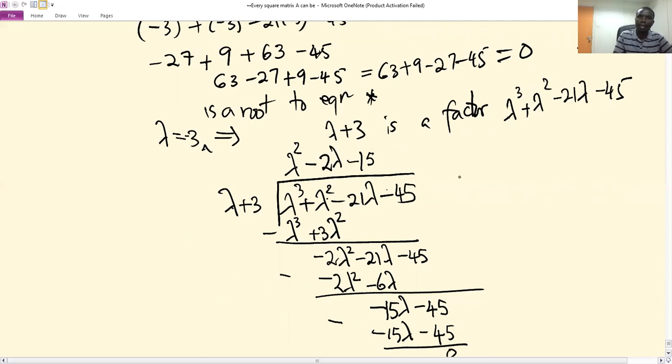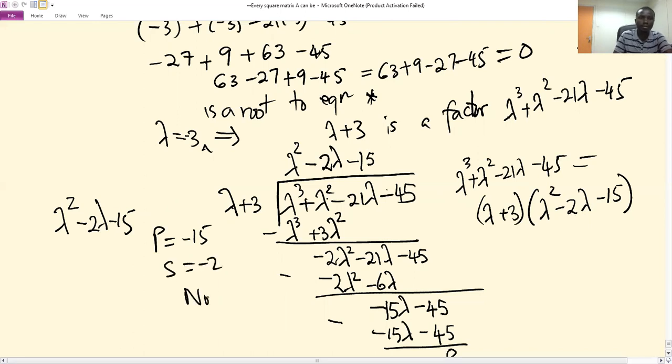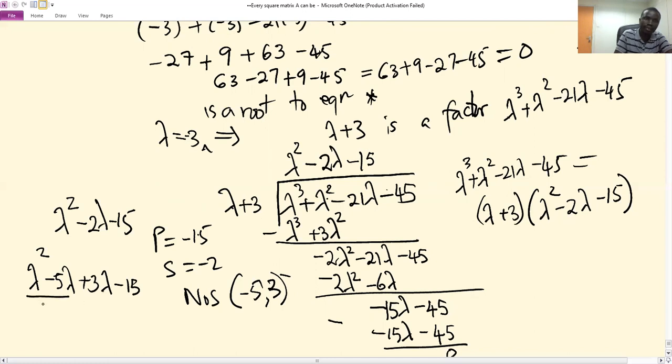So therefore, lambda cubed plus lambda squared minus 21 lambda minus 45 is the same as lambda plus 3 times lambda squared minus 2 lambda minus 15. Now this is quadratic, so let's see if we can factorize it. So product is minus 15, sum is minus 2. Numbers whose product is minus 15 and sum is minus 2 are minus 5 and 3. So we'll have lambda squared minus 5 lambda plus 3 lambda minus 15. So common here is lambda into lambda minus 5 plus 3 into lambda minus 5. So here we have lambda plus 3 lambda minus 5.